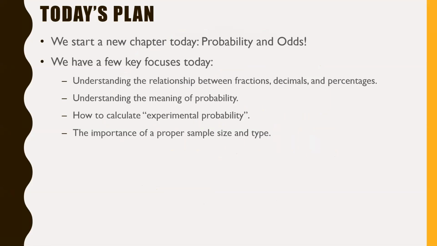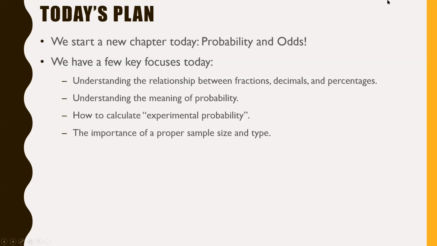We have a few key focuses for today. We're going to look at understanding the relationship between fractions, decimals, and percentages. That's not going to take us very long. That's entirely review. We're going to understand the meaning of probability. We're going to talk about how to calculate the experimental probability as well as what that means. And then we're going to have a very brief discussion on the importance of a proper sample size and sample type. We'll get into that in a little bit.